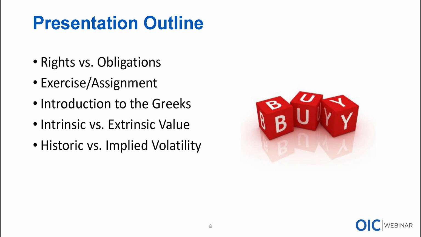Again, like I said, we're going to keep things simple and basic for our beginner investors. We're going to talk about buying options, specifically the rights and obligations that options confer upon the buyer and or the seller, and the process by which we make good on those rights and obligations. That process is exercise and assignment. So we're going to go over that as well before getting into some of the more complex or intermediate concepts when it comes to options trading.